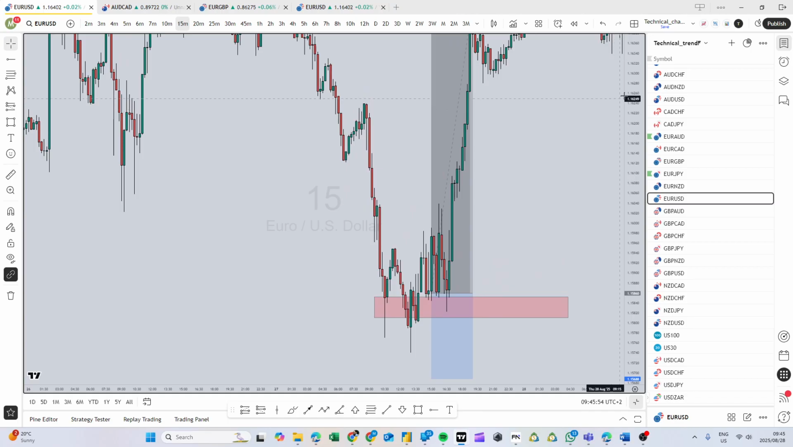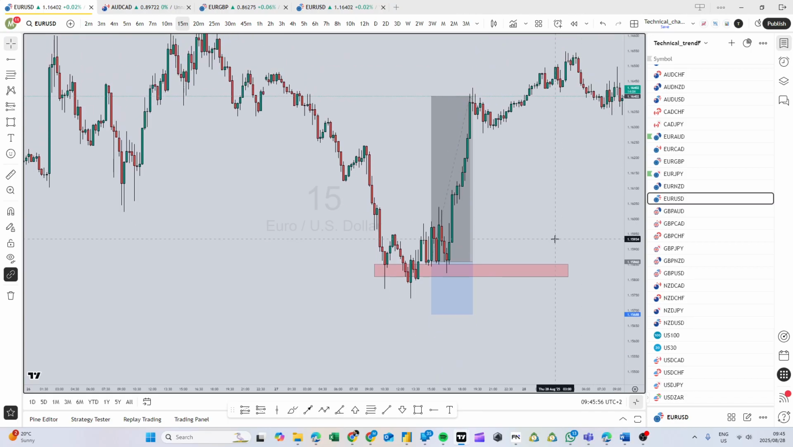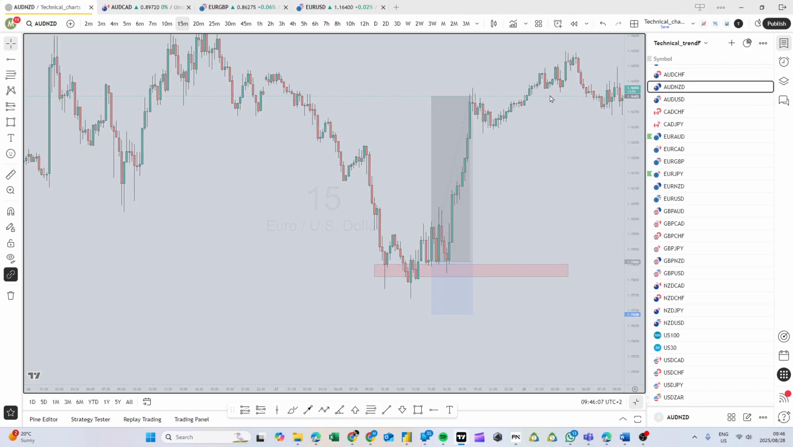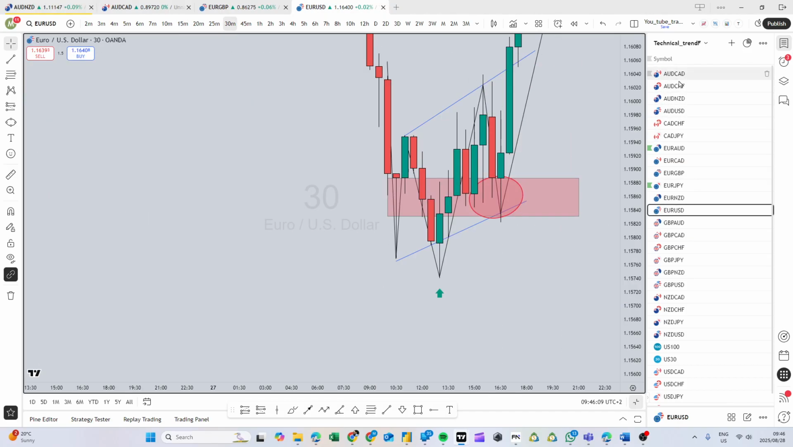It was a pretty quick trade, it didn't take long for the trade to close, and I ended up in profit, took my 1 2 3 as usual. And then I also had another trade on AUDNZD.